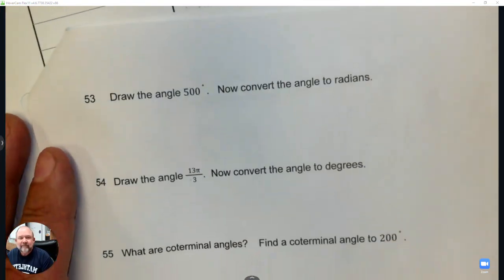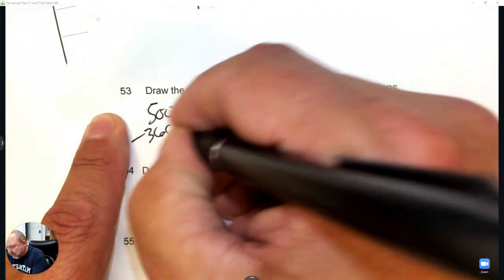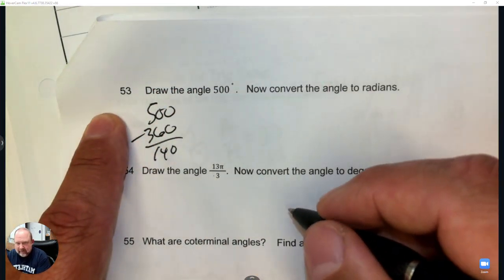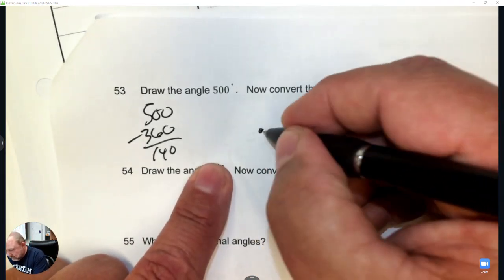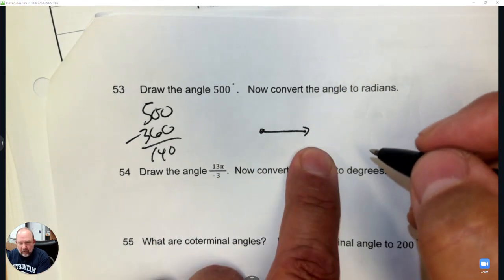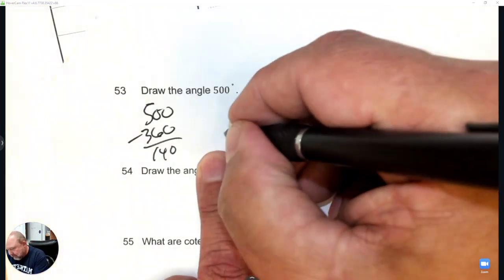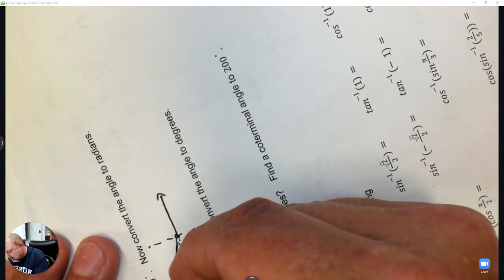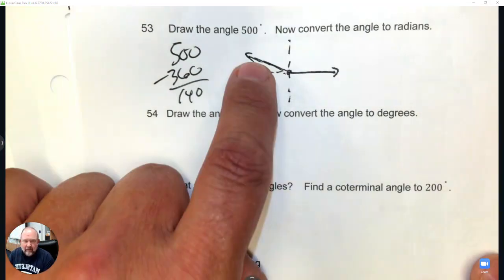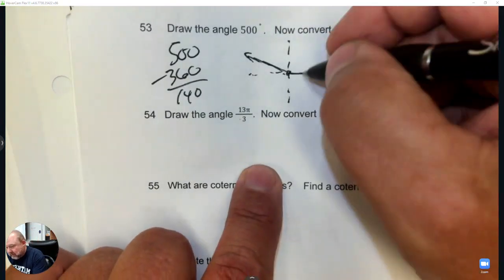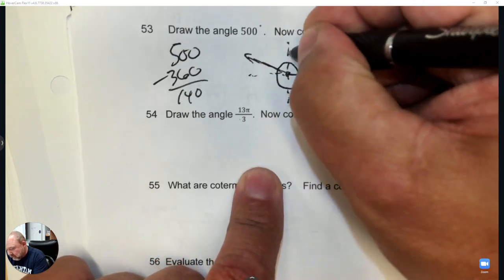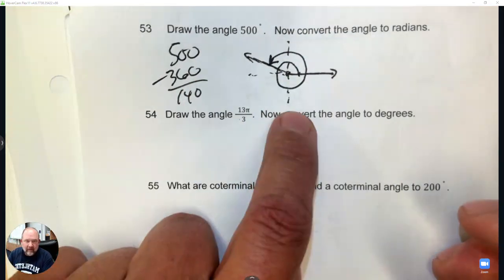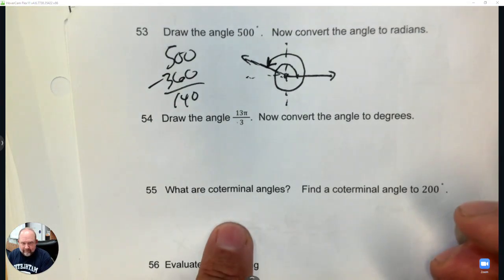Last page. All right, can you draw an angle? First step, it's more than one rotation, so I'm first going to subtract 360. Then when I draw this angle, I'm going to start here with an arrow pointing to the right. I'm going to draw my quadrants and approximate where 140 is. So that's in quadrant number 2. Not quite 180, right? So let's say that's 140. And then when I draw it, it has to go counterclockwise, and you have to show a rotation. So it rotates and then ends right there at 140.